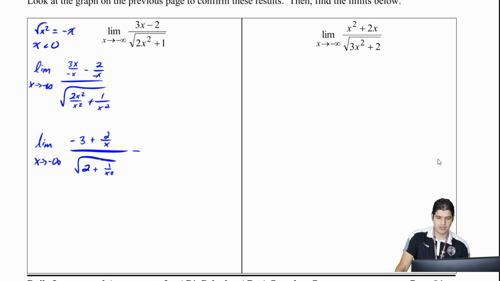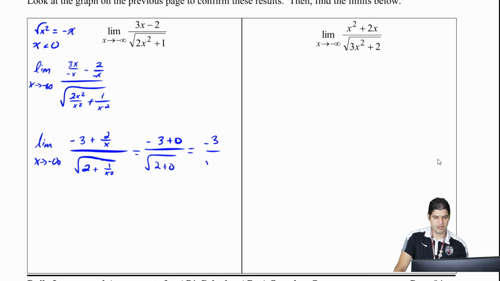I make my substitutions and I get negative 3 plus 0 over the square root of 2 plus 0, which comes out to be negative 3 over the square root of 2. And we can leave it like that. If you want, you can rationalize that denominator by multiplying by square root of 2 over square root of 2. But it's not going to be necessary.